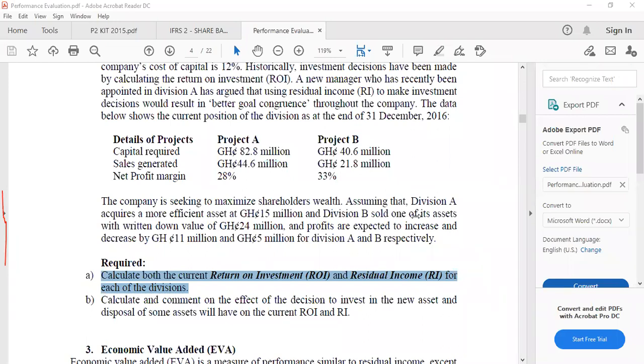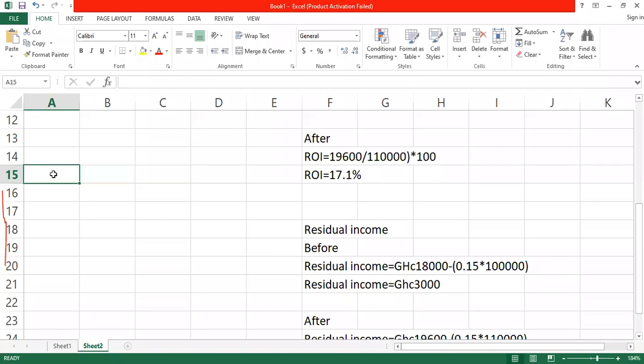For us to get the net profit, what are we going to do? We apply the net profit margin on the sales revenue. For project A and for project B, 33% on the sales generated. So we'll get 12.49 million and then 7.19 million respectively. Okay. So that is question four. So for question four, we need to get a profit for all of them.